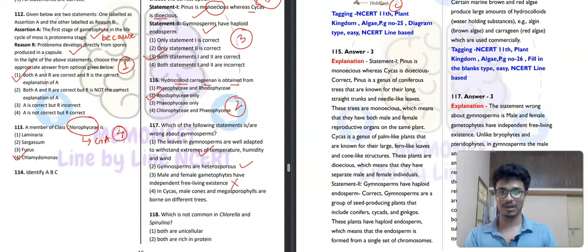This is absolutely incorrect. And the fourth option is saying that in cycas, male cones and megasporophyll are borne on different trees because cycas is dioecious. This is absolutely correct. Third option here will be our correct answer.